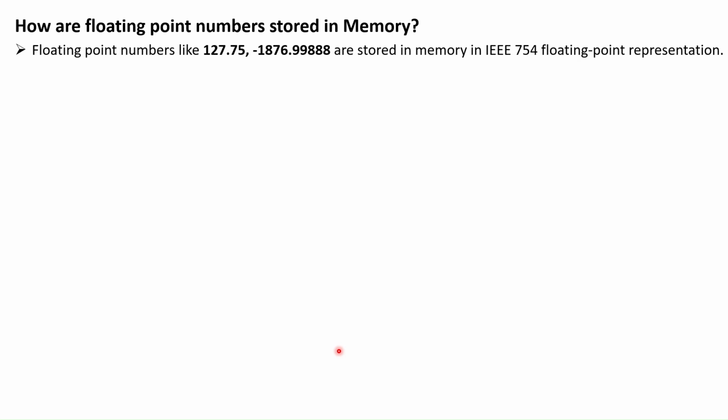So let's say you have any floating point number like 127.75, or negative with sign. They will be stored in IEEE 754 floating point representation. We will discuss how to convert any decimal number with a fraction to this binary format. There are two types of IEEE: you can have 32-bit and you can have 64-bit. If you want to store larger numbers, you can have 64-bit IEEE 754. If you want a very limited range, you can have 32-bit.